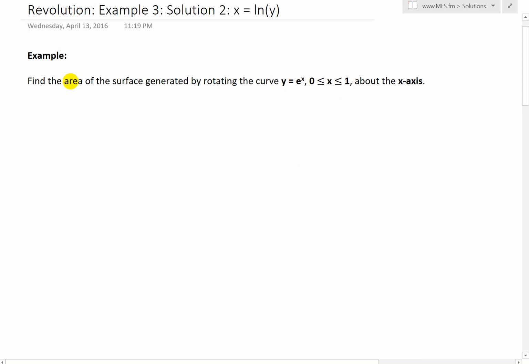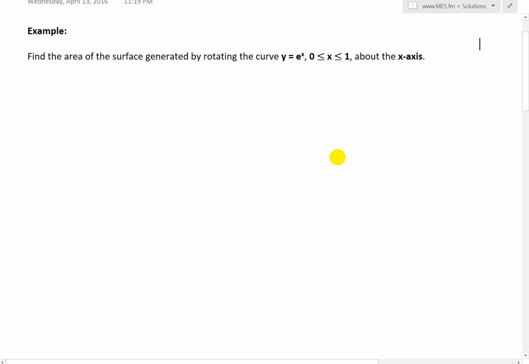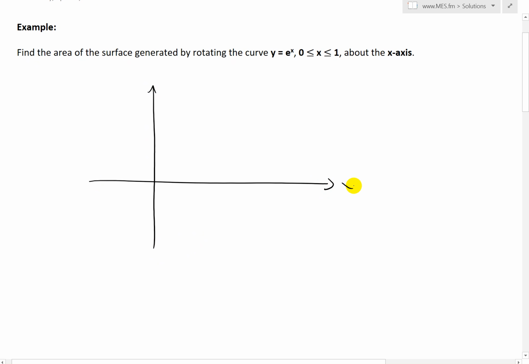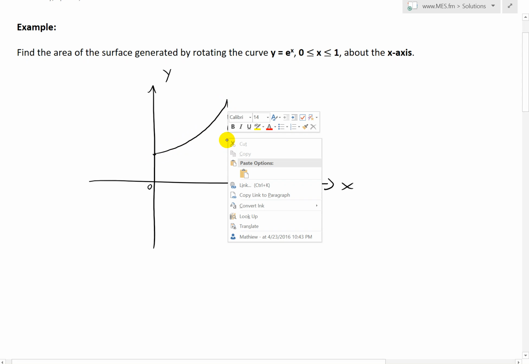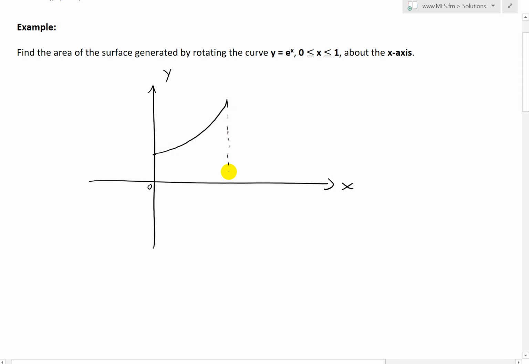The example states: find the area of the surface generated by rotating the curve y equals e to the x, from x is 0 to x is 1, about the x-axis. So let's just draw this shape again. If we draw the x-y axis to get a better idea, when x equals 0, you have e to the 0, which is 1, so you get something like that. And then the exponential function goes something like that, all the way up to 1.